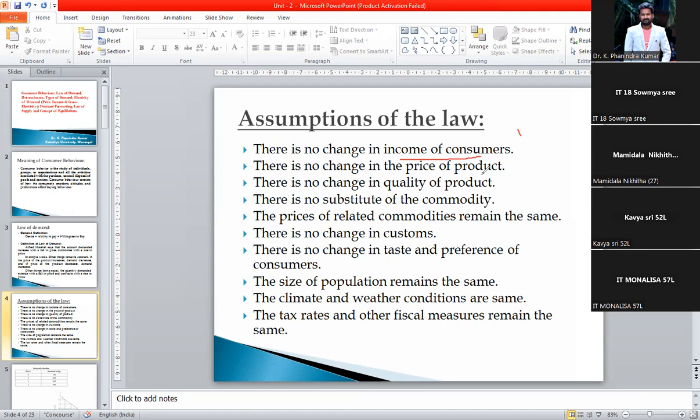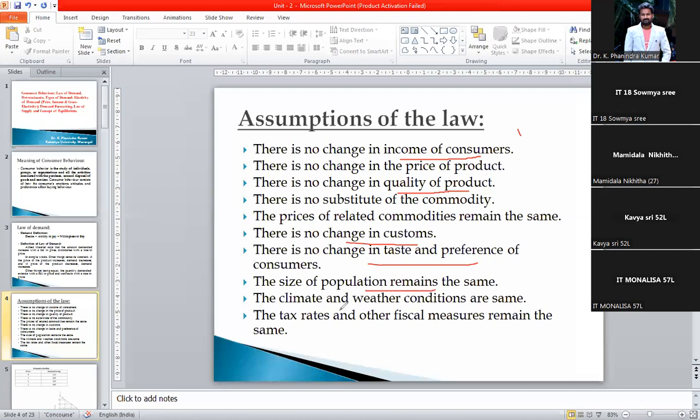If the price of the product decreases or increases, that changes things. Then the quality of the product, improvements in the quality. When people say new Colgate, a new updated product, improvements and advanced products are being made, then people will choose them. That's why we cannot apply the law of demand unless these remain constant. There should not be any change. No substitute product, no new product should be released into the market, related commodities should remain constant, and no change in customs, no change in taste and preferences.